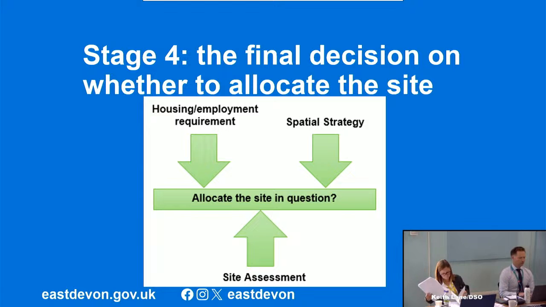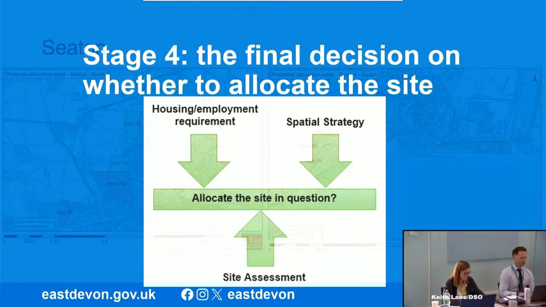And with that in mind, there's sort of two top-down issues to factor in. There's the overall district-wide housing and employment requirement, the spatial strategy, which tries to direct development to the most sustainable locations, and then the more detailed site assessment work done for every site, which picks out those issues for each site in greater detail. And by factoring in those three sort of issues, it's a decision as to whether to allocate the site.